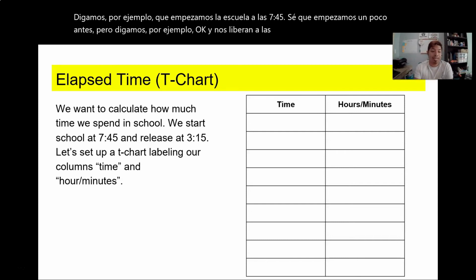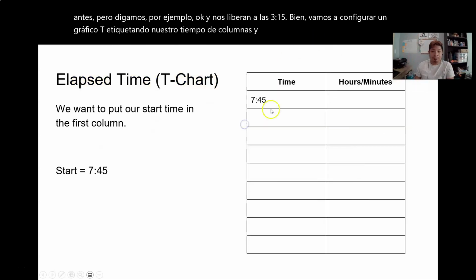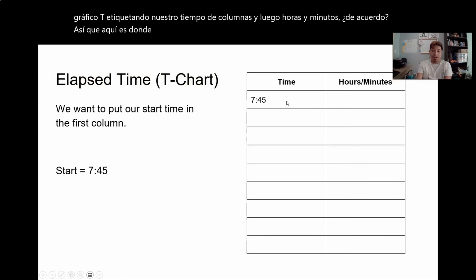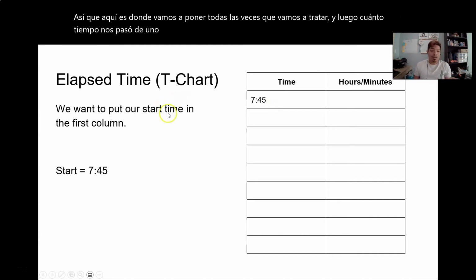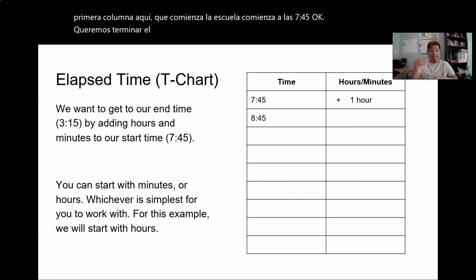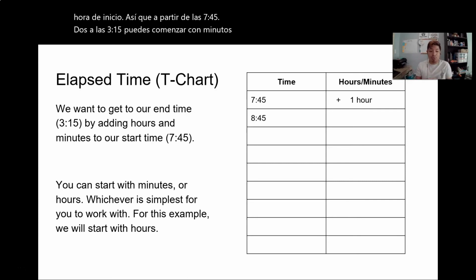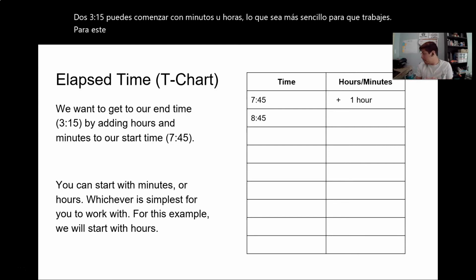Let's set up a T-chart labeling our columns time and then hours and minutes, okay? So this is where we're gonna put all the times that we're gonna be dealing with, and then how long did it take from one to the other, okay? So we want to put our start time in the first column here, which school starts at 7:45, okay? We want to end the time at 3:15, so by adding hours, minutes from the start time, so from 7:45 to 3:15. You can start with minutes or hours, whichever is simplest for you to work with. For this example, we're gonna start with hours, okay?